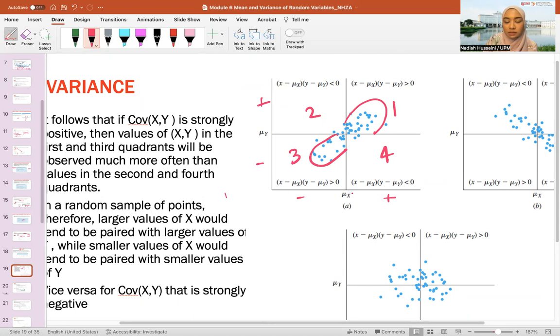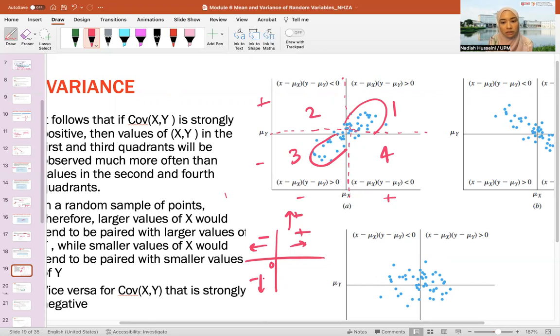So mu x and mu y, when they intersect, they indicate the origin. That is why beyond here, it is positive, and over here, it is negative. Same case like we saw in our regular graphs. If this is our origin, this side is going to be positive. This side is going to be positive. This side is going to be negative. This side is going to be negative.